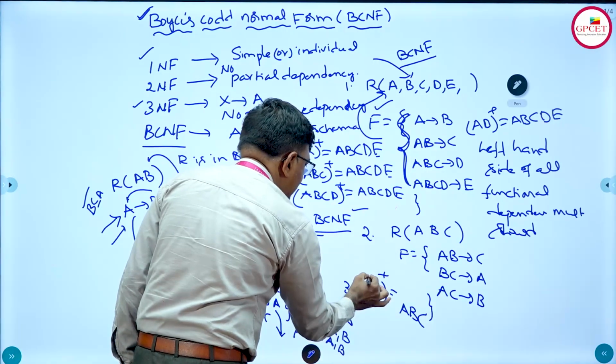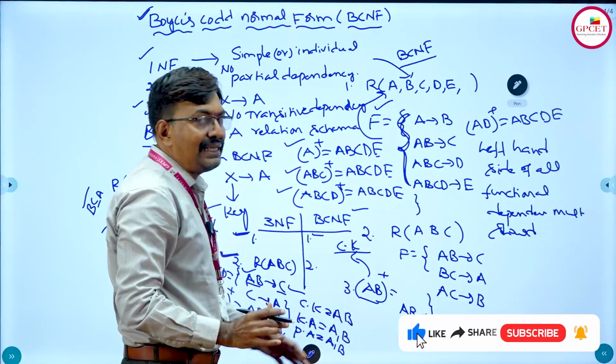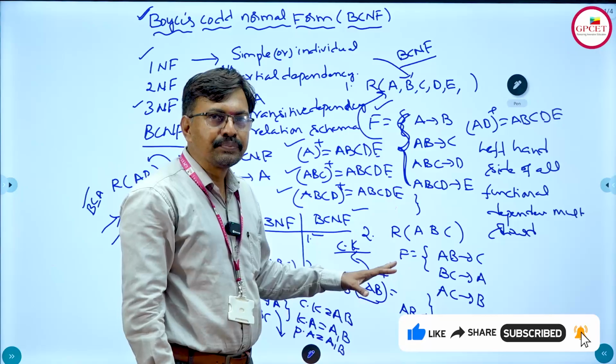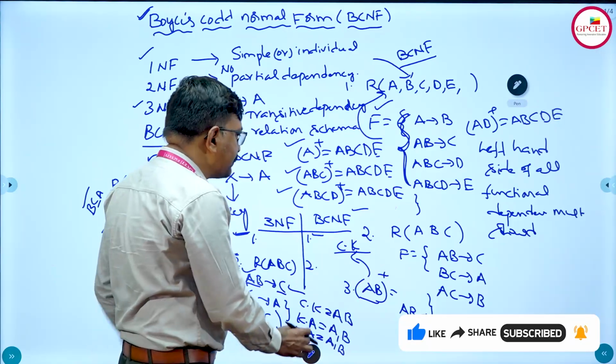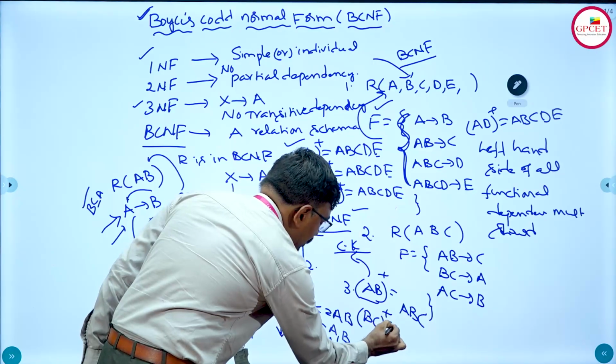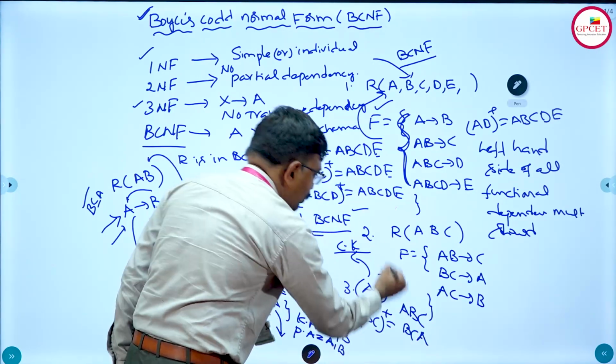That's why AB is a key, or candidate key, whatever it may be. You need not bother about whether it is a key or candidate key. That is a candidate key, AB. And then next, BC closure. BC closure: BC derives A. You can get the original relation.